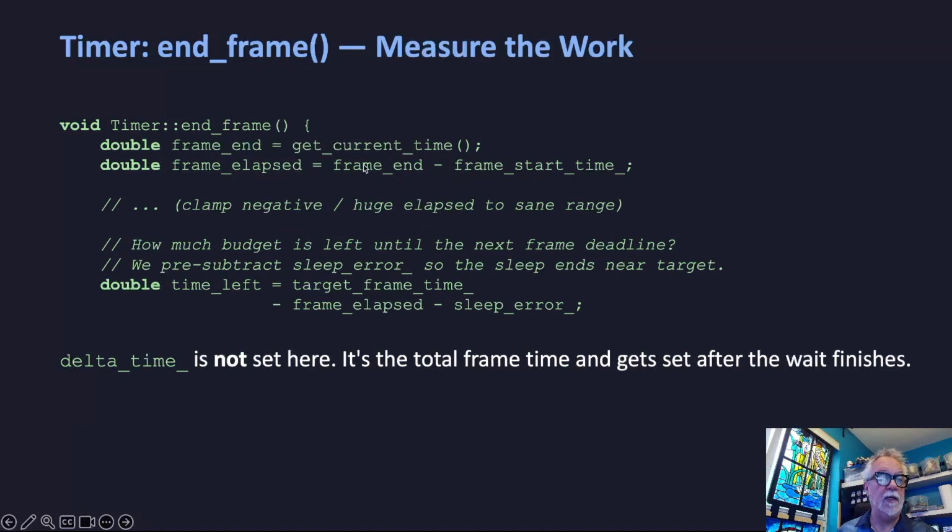We come in here, we calculate the time that has elapsed up until now, right? Then we are going to evaluate our time left here. Now our time left is the target frame time minus the frame elapsed and minus the sleep error. And we'll do a little analysis of this in a second. But as I said before, sleep error starts at 0.